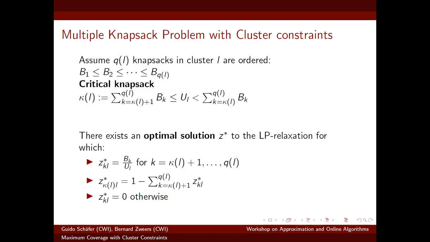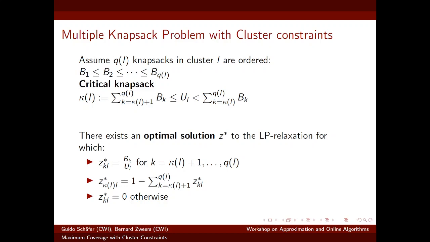And then we know for these z variables that there exists an optimal solution to the LP relaxation, for which you just open the largest knapsacks first. You open them completely, so you just allow the original budget to be assigned to that. For the critical knapsack, you just open it as much as possible, and all smaller knapsacks, you do not open them. You don't induce them at all.